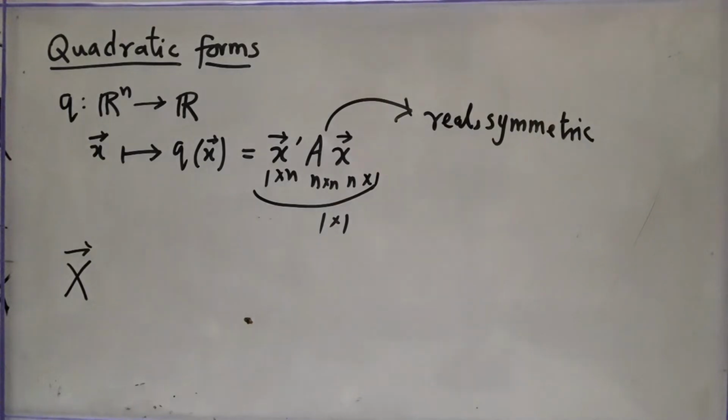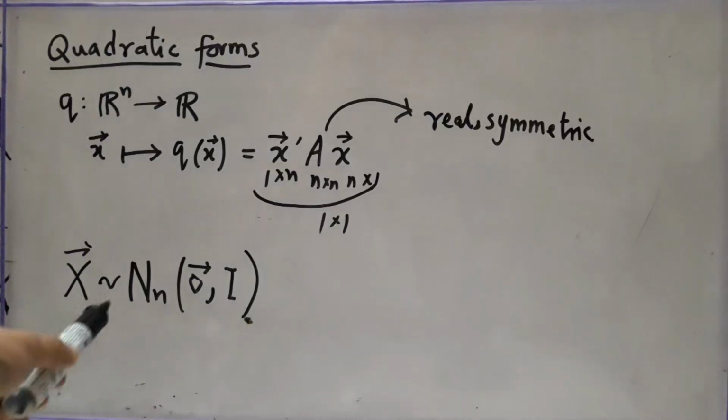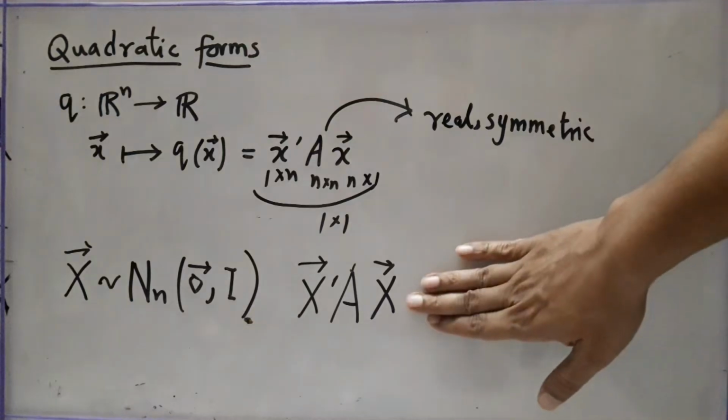In order to talk about distributions, we need some random variables. So this little x will be replaced by a capital X vector, a random vector, which we shall assume has multivariate normal (0, I) distribution, which basically means that its components are IID normal 0, 1. And we shall also be given a real symmetric matrix A, and we shall be interested in the distribution of x transpose Ax, which is a real valued random variable.